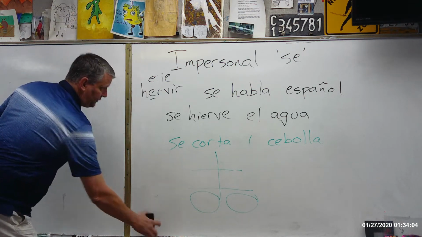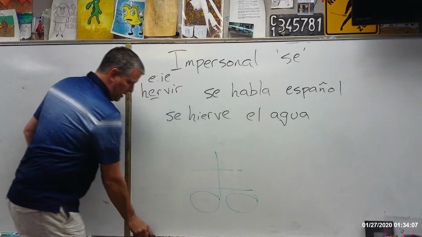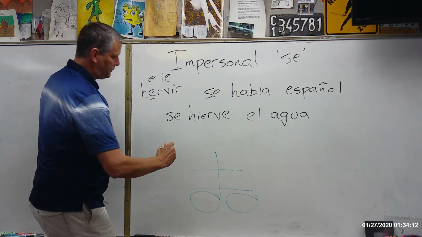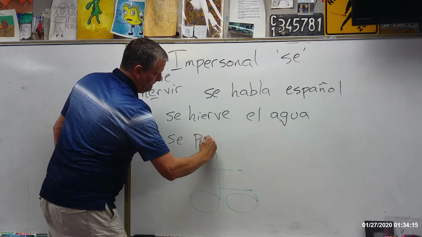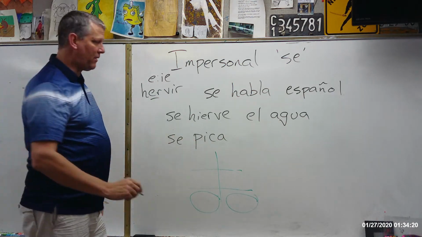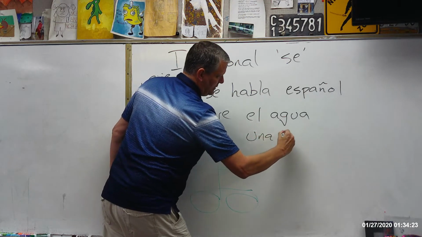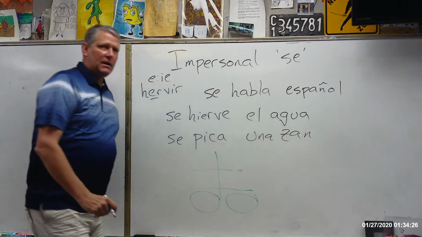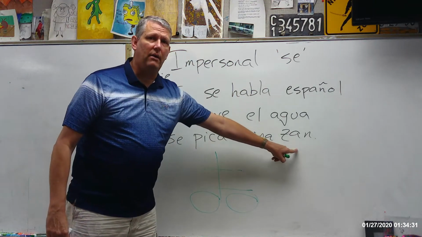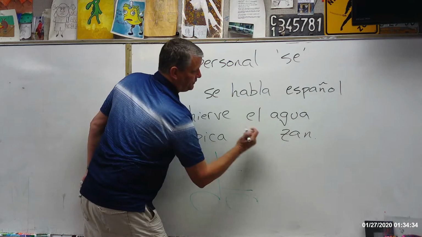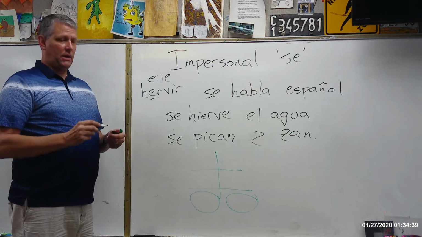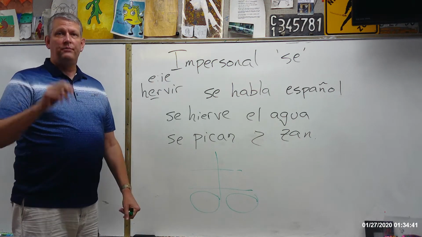Let's try another one. We want to say you dice or you mince. We're going to use the verb picar. Okay? So se pica. What are we going to dice up? We're going to dice up 1 carrot. Una zanahoria. I'm going to abbreviate zanahoria because it'd take too long to write. So se pica, you mince up 1 carrot. If we were talking about multiple carrots, if we had 2 carrots, then I'd have to say se pican dos zanahorias, because now we're mincing 2 carrots.